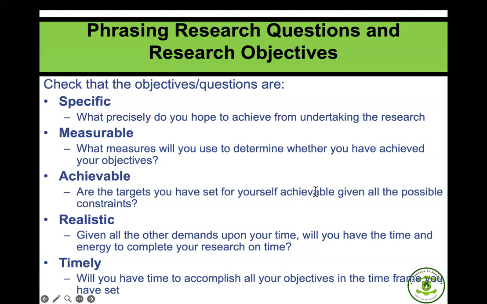Your research objective should also be very realistic. Realistic in the sense that you have to consider the constraints you may be faced with. Then also timeliness. Will you have the time to accomplish all your objectives in the time frame you have set? For instance, if you are on a master's program, usually the duration for the dissertation or thesis is limited. So you don't have to go and choose objectives or questions that will take you more than the duration allocated for you to conduct the research.